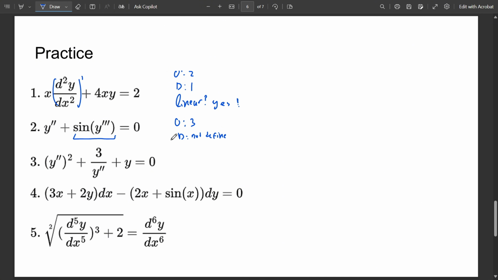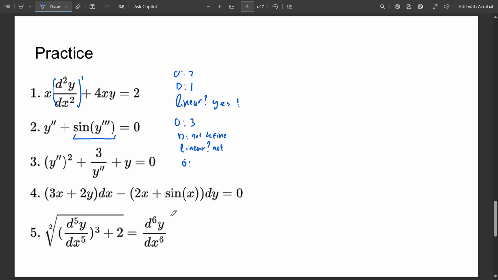And is it linear? No. Why? Because there's a transcendental function of the derivative, and this is not linear. The third question: what's the order?